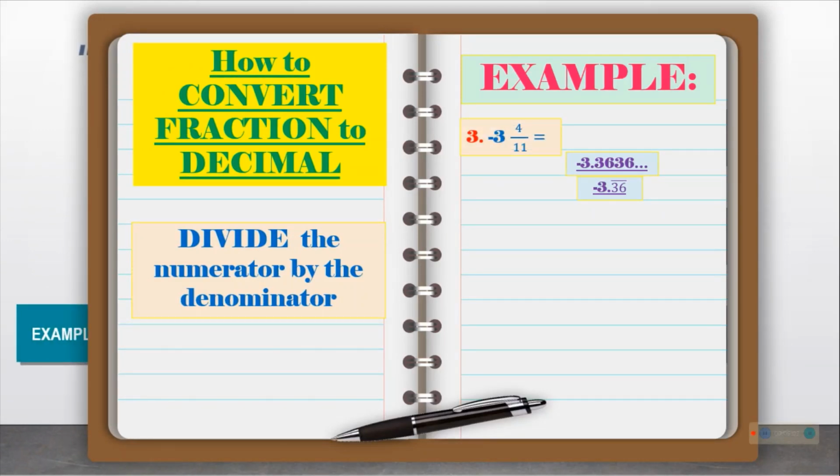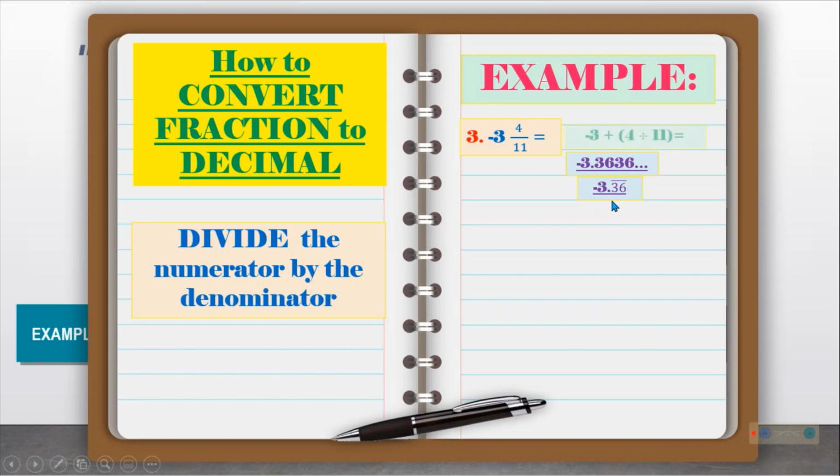Number 3. Negative 3, another mixed number, and 4 over 11 is equal to what decimal? So, the answer is negative 3.3636. So, paulit-ulit lang yung 36. Pwede nyo siyang isulat as may ellipsis, ibig sabihin tuloy-tuloy siya na paulit-ulit. And then, pwede rin siya yung may bar sa ibabaw. So, negative 3.36 na may bar sa ibabaw. So, meaning yung naka-bar, yan yung paulit-ulit.